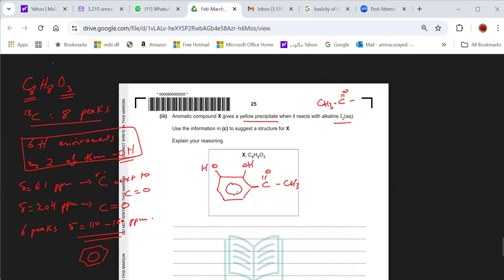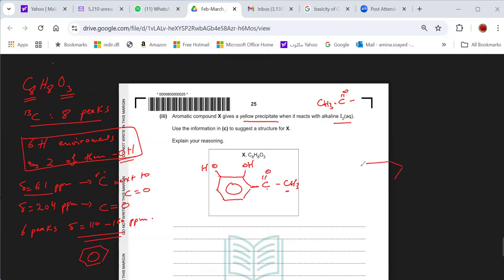So will this make 8 carbon environments? So this is 1, 2, 3, 4, 5, 6. We have 7 and 8. So now we have 8 carbon environments. And from the carbon 13, we have a carbon next to a carbonyl, and we have the carbonyl. So here, if you look, we have 8 carbon-13 environments.